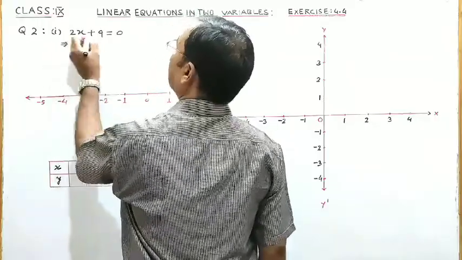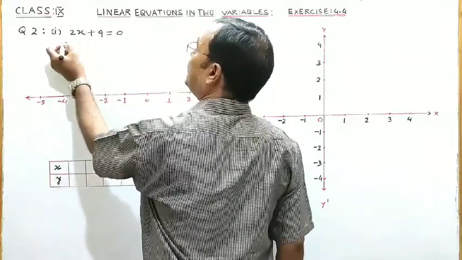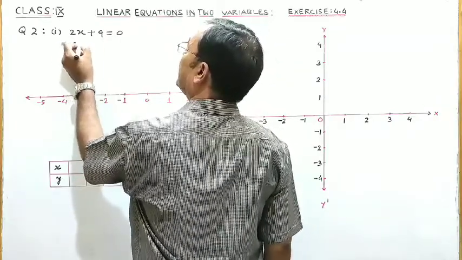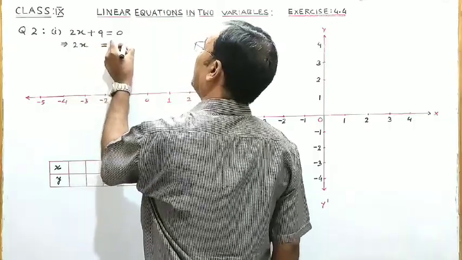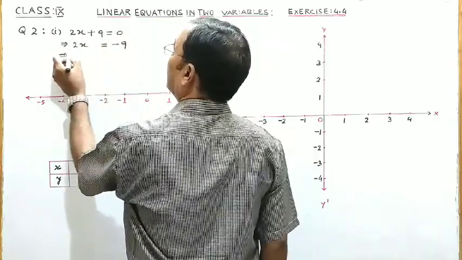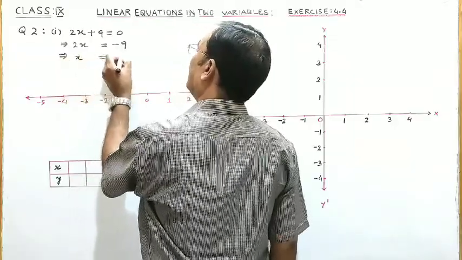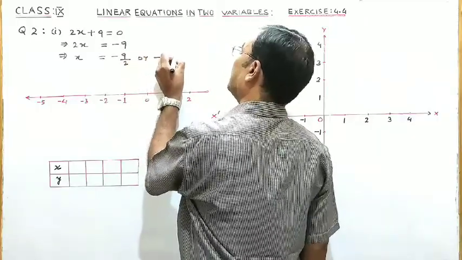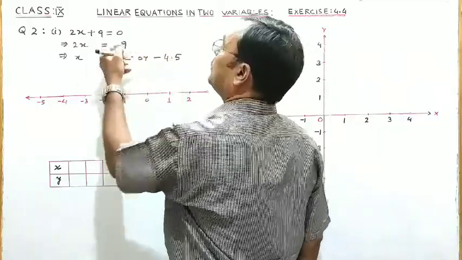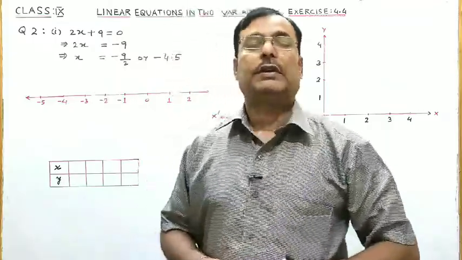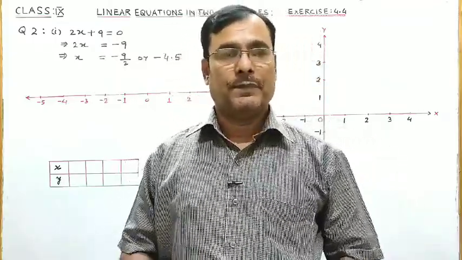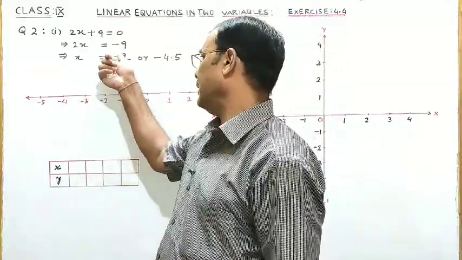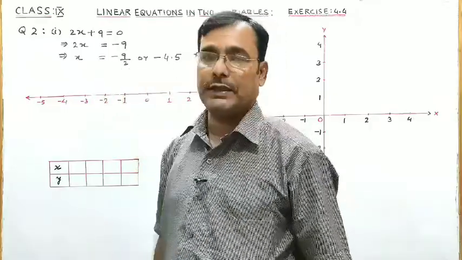This linear equation has a unique solution which can be obtained by solving it as 2x is equal to minus 9. x is equal to minus 9 by 2, or we can write minus 4.5. So 2x plus 9 equal to 0 is treated as a linear equation in one variable x, and it has a unique solution x equal to minus 9 by 2 or minus 4.5.